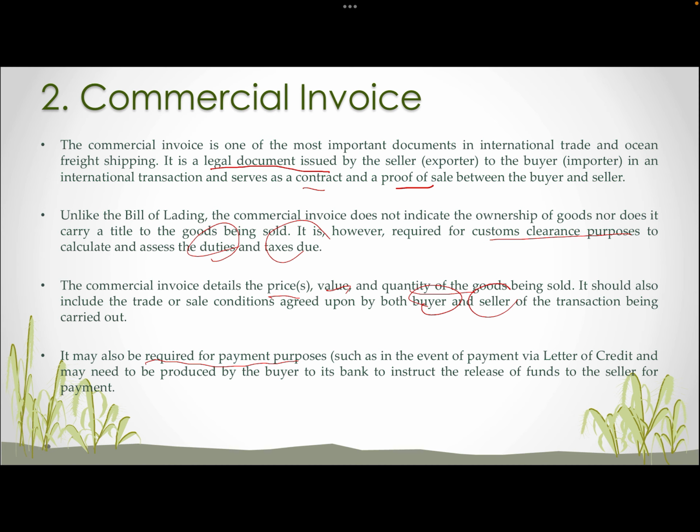such as in the event of payment via letter of credit, and may need to be produced by the buyer to its bank to instruct the release of funds to the seller for payment.